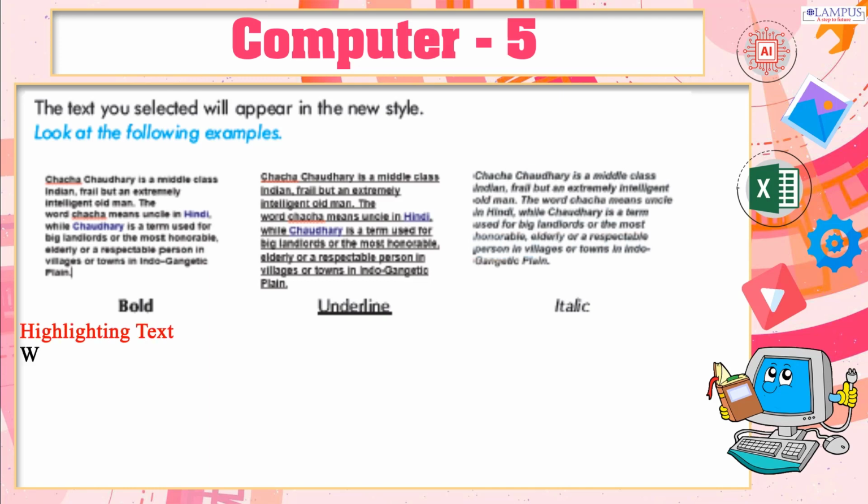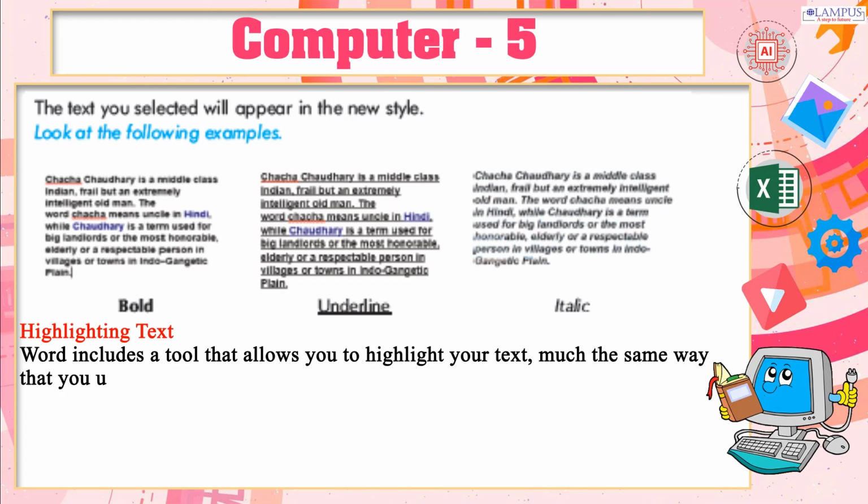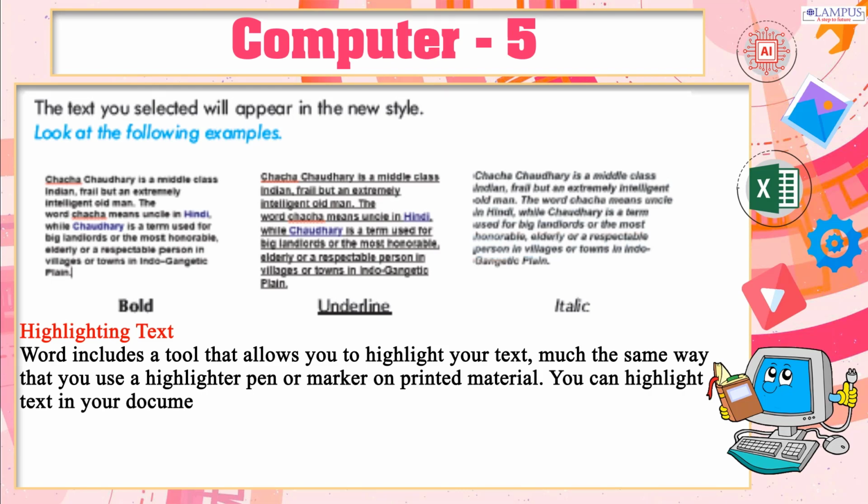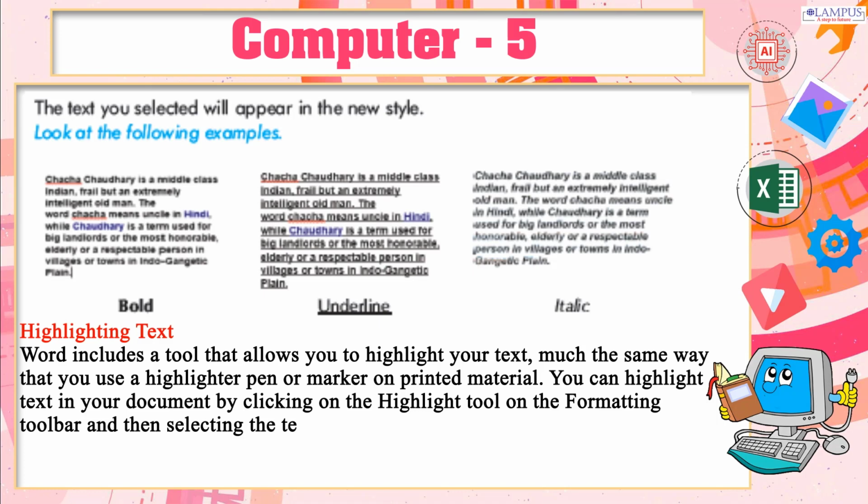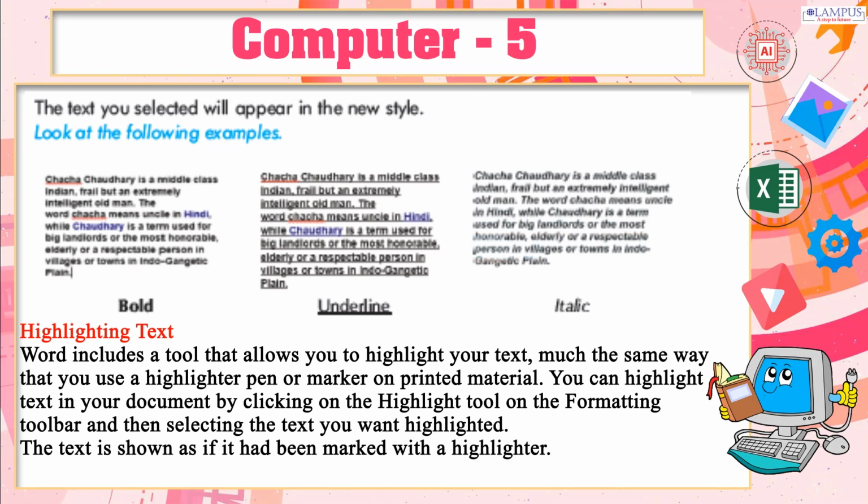Highlighting text. Word includes a tool that allows you to highlight your text, much the same way that you use a highlighter pen or marker on printed material. You can highlight text in your document by clicking on the highlight tool on the formatting toolbar and then selecting the text you want highlighted. The text is shown as if it had been marked with a highlighter.